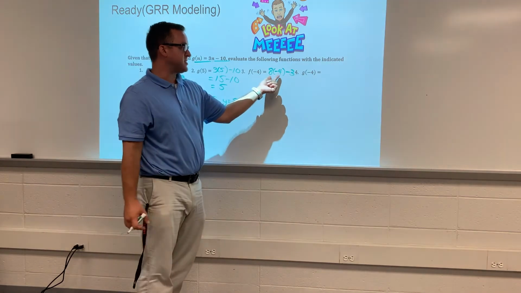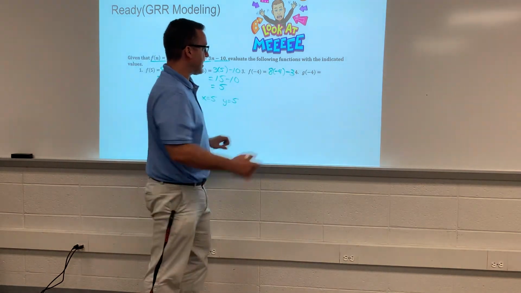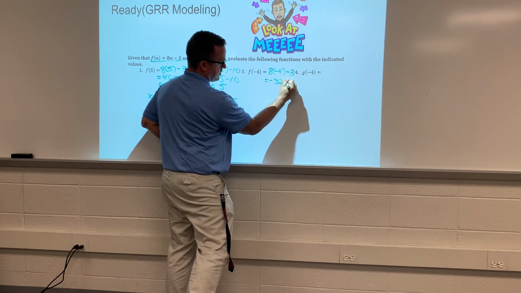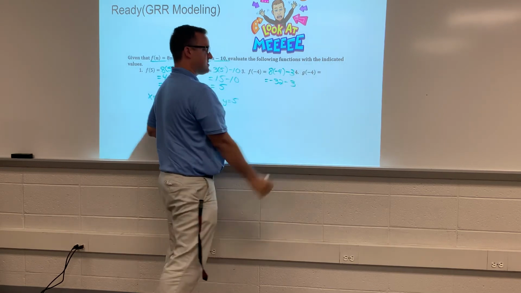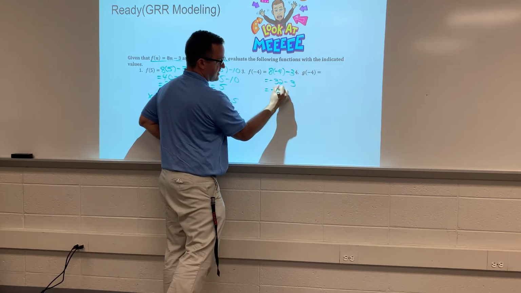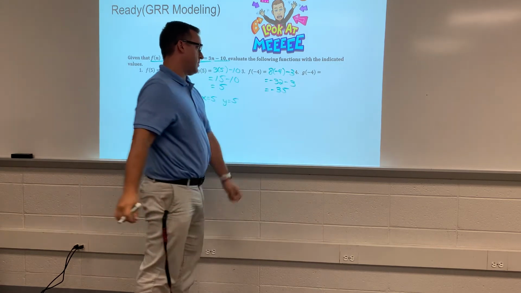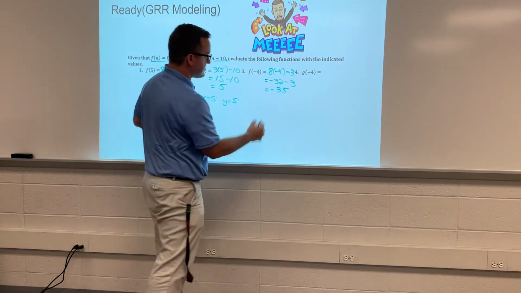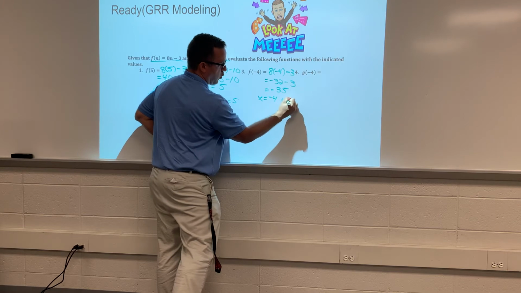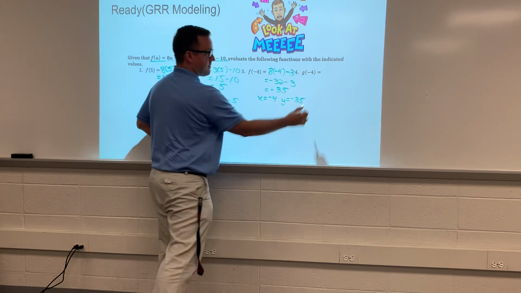Order of operations says I multiply, so 8 times negative 4 is negative 32, and then minus 3. And then negative 32 minus 3 is negative 35. So again, this is another way of saying what you learned is if x equals negative 4, y equals negative 35.